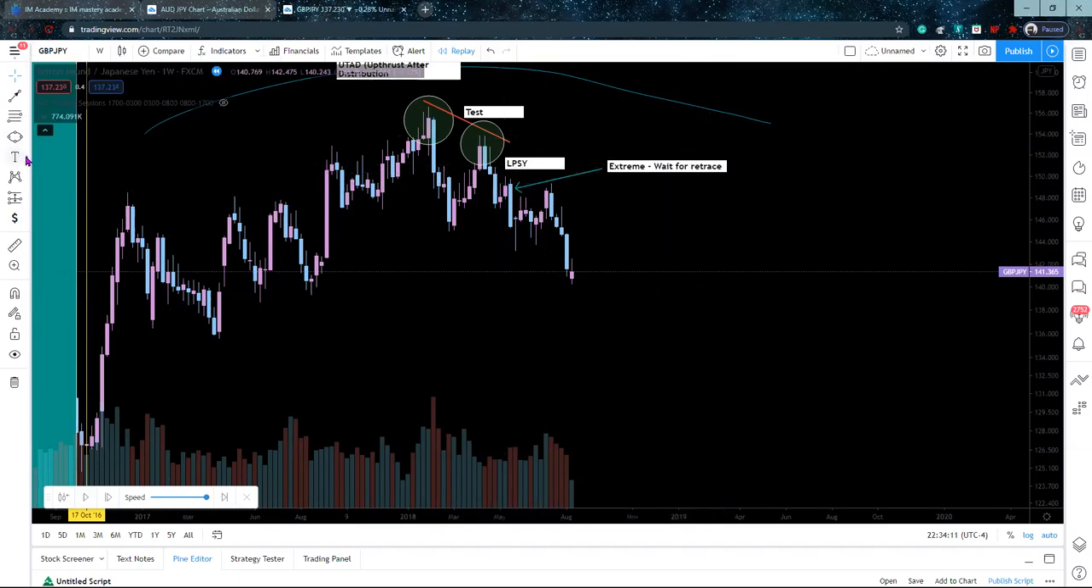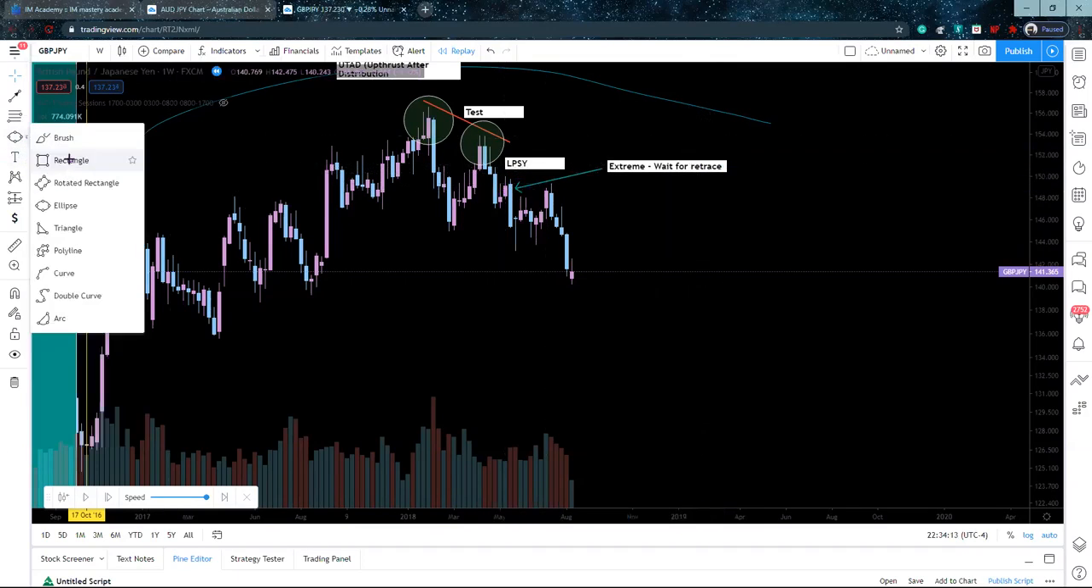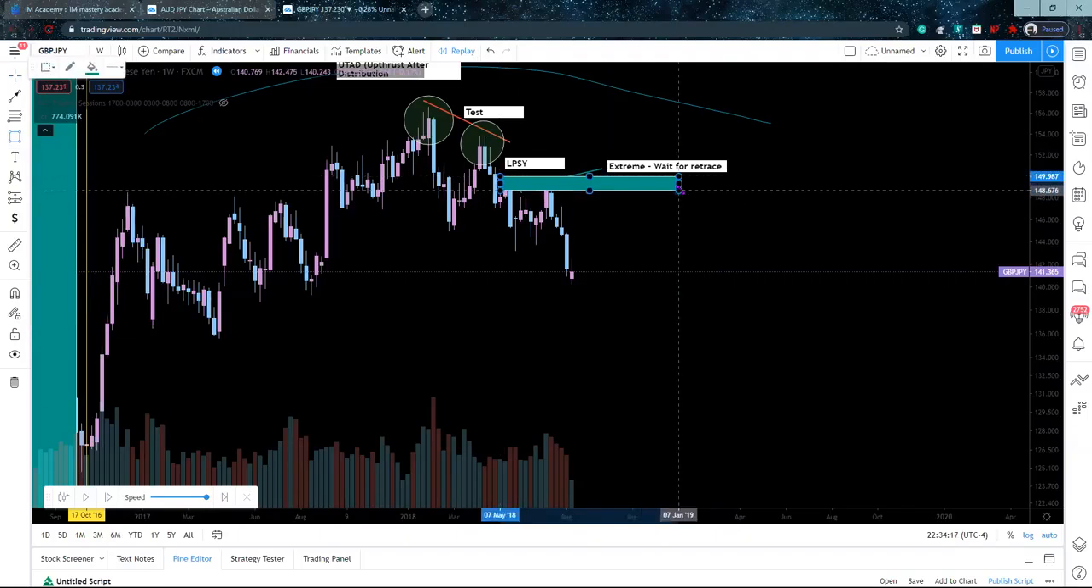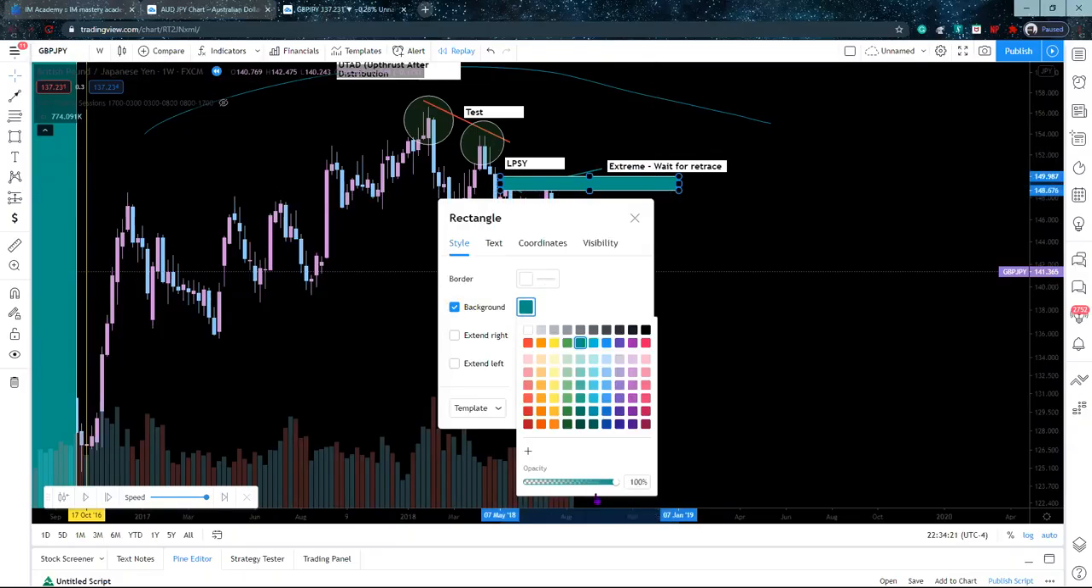You wait for said retrace, and you are handsomely rewarded for it. Why are you handsomely rewarded for it? Well, because you get a really low drawdown entry. You don't necessarily get a bad drawdown entry. You get an actually pretty good entry.